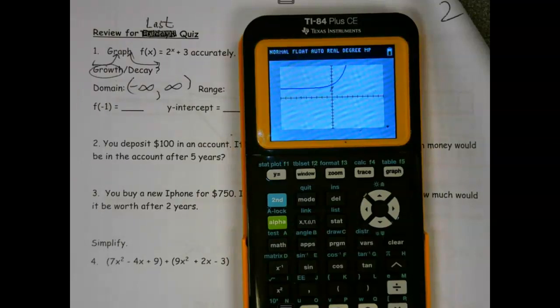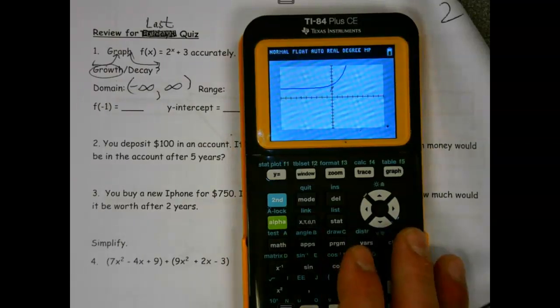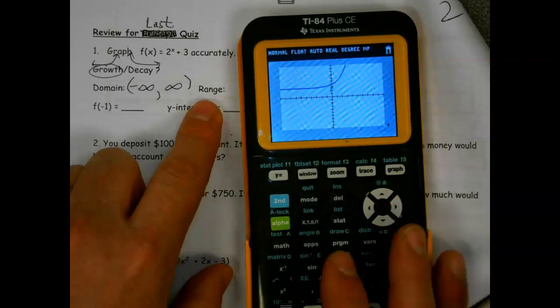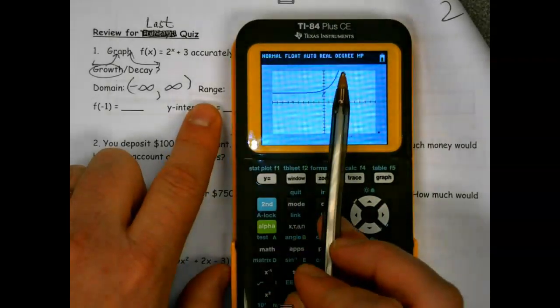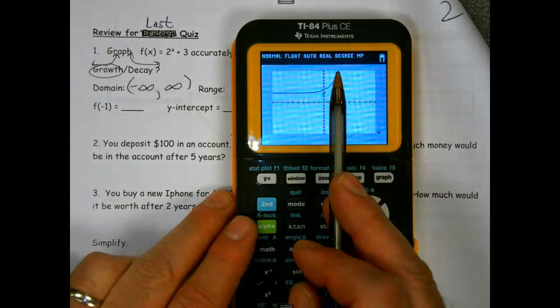My range, there's just a little pattern. Okay, range is my y values from bottom to top. So I see the top. The top's going up forever.